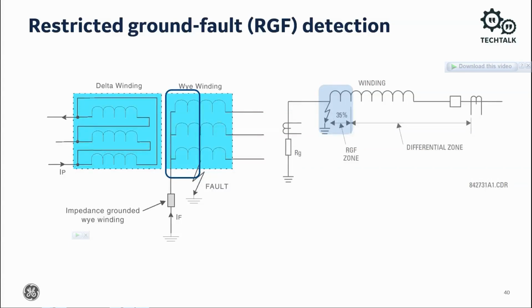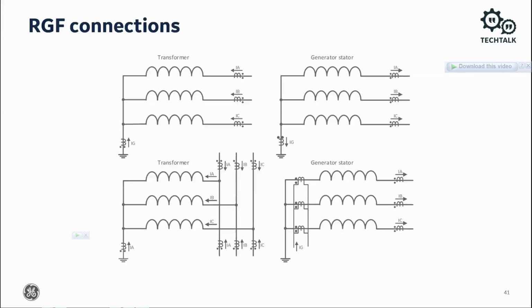Restricted ground fault protection extends the differential coverage towards the neutral point. The figure here shows the basic applications and wiring rules. RGF is used on transformers and on generators.